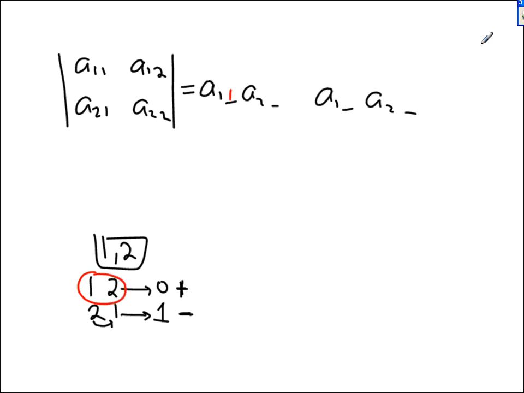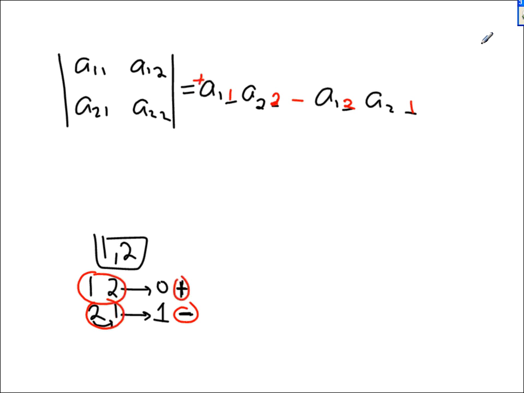I can put 1 and then 2, and I put a plus in front of that term. Another permutation on 1, 2 is 2, 1. And that gets a minus. And there it is. That is the determinant of a 2 by 2 matrix.